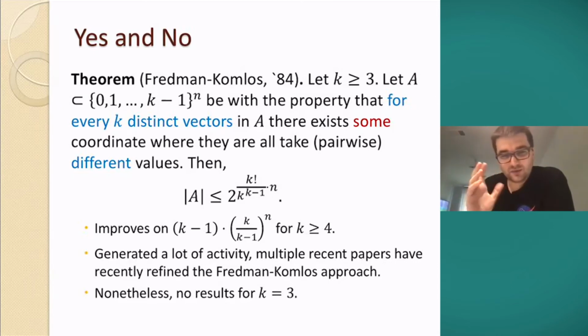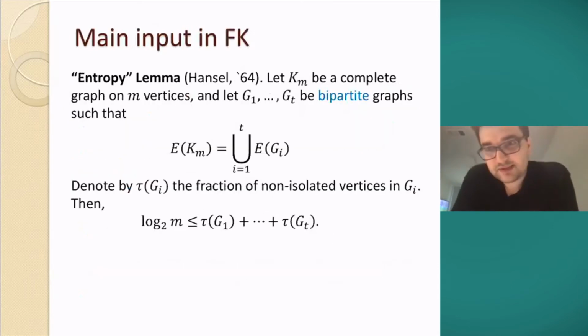However, I'd like to say something about this. Their main input in this theorem of Fredman and Komlós is a really nice entropy lemma. They state it in terms of entropy, but without entropy it dates back to a paper of Hansel from '64. As you see in this talk, all the years went reverse chronologically. If I give you a complete graph on m vertices and you take an edge covering with bipartite graphs, then the log of the size of the complete graph you start with is at most the sum of these tau functions, where tau of g_i is the fraction of non-isolated vertices in g_i.